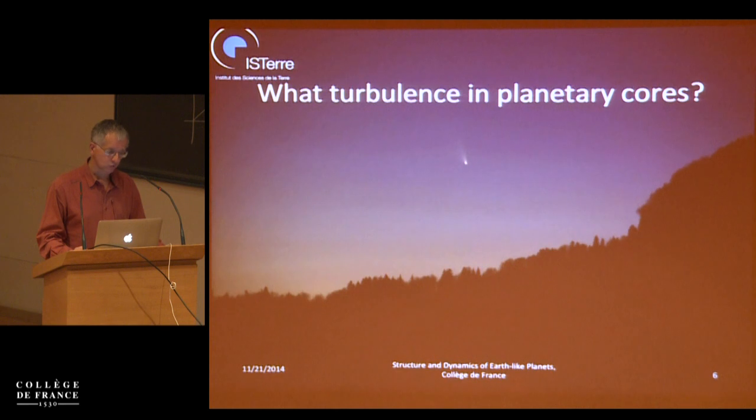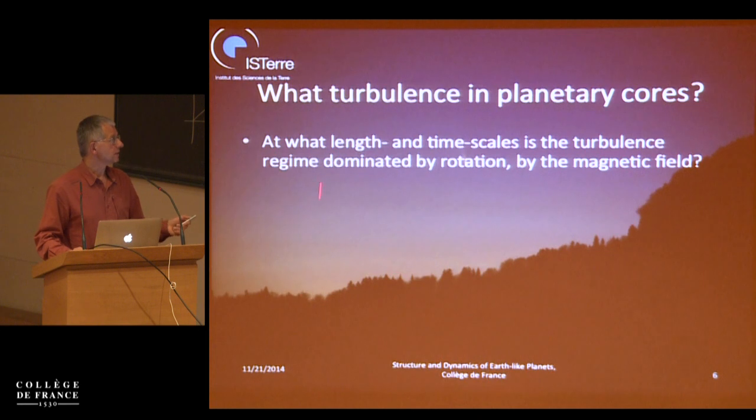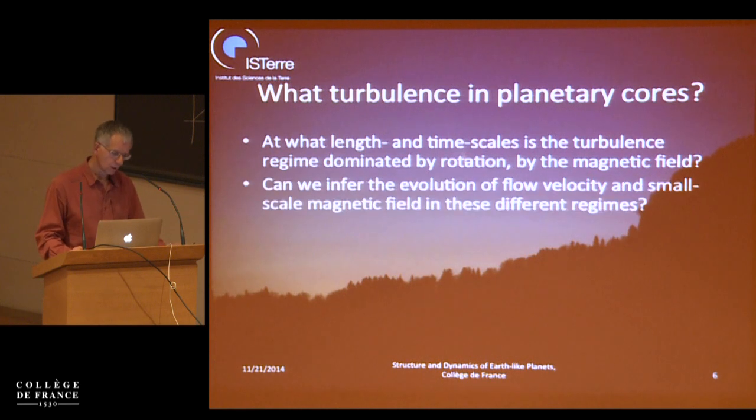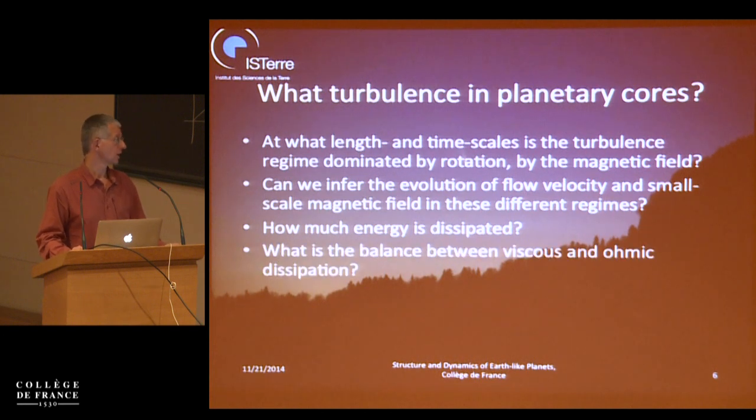So the questions we would like to answer, or at least I will try to ask, is at what lengths and time scales is the turbulence regime dominated by these new ingredients, rotation and the magnetic field? Can we infer the evolution of flow velocity and small-scale magnetic field in these different regimes? How do they cascade, in other words, from large scale to small scales? How much energy is dissipated? This is also quite linked to the question of the cascade, since we have to go all the way to the dissipation range. And what is the balance between viscous and ohmic dissipation in such systems?